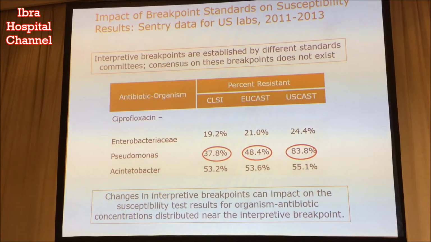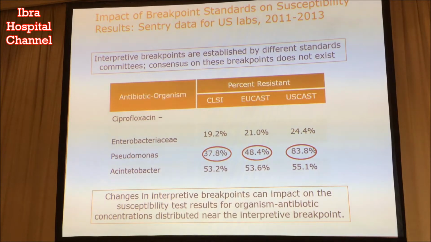I'm going to complicate this a little bit more, and I apologize for that, but it's also to illustrate that technical factors can influence the value of our antimicrobial susceptibility test. I mentioned that the interpretive standards, those lines that separate the different categories of susceptible, intermediate, or resistant, are established by regulatory agencies. Three examples are CLSI in the United States, EUCAST in Europe, and USCAST, a new agency in the United States. We would think that they establish the same interpretive breakpoints, but the reality is that they don't.